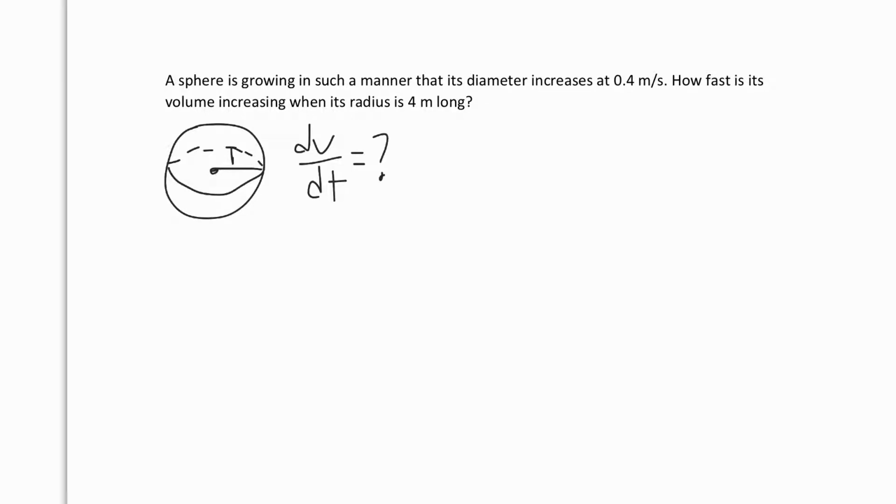And what are we given? Well, we're given that the diameter increases at a rate of 0.4. So we need a variable for diameter. If this is radius here, maybe I'm going to call the diameter capital D. I don't want to use little d because that's not a good letter, but I can use capital D. So we're told that dD/dt is equal to 0.4 meters per second, and we're told that the radius is 4 meters.